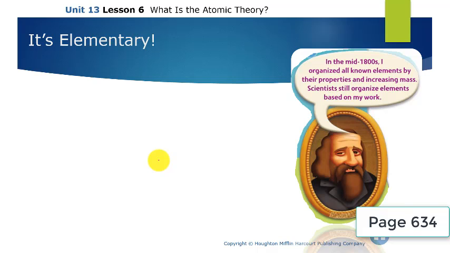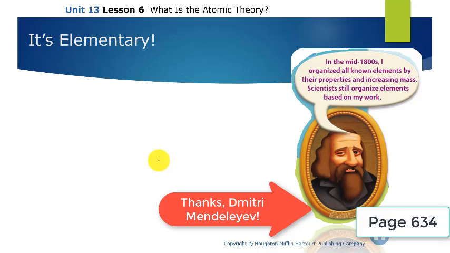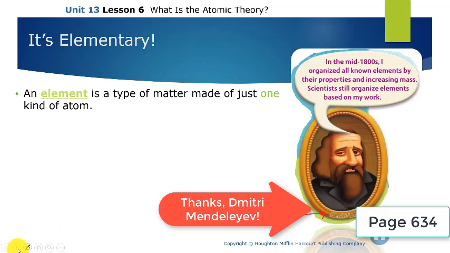Okay, there's another person who organized all the elements of that time. It was in the mid 1800s. He organized all the elements by their properties and increasing mass. The scientist is Dmitri Mendeleev. The scientist organized the elements through his work. Okay, this is Dmitri Mendeleev. That's the name you can see here.